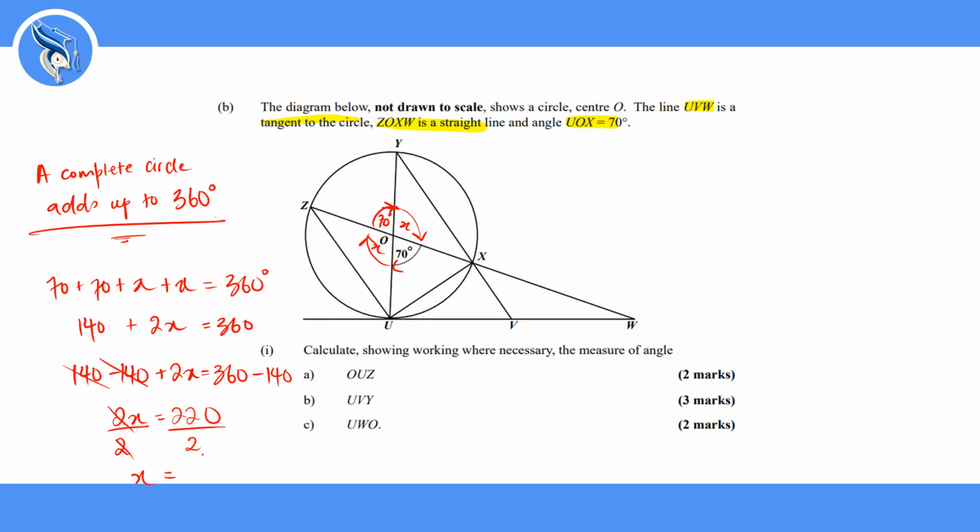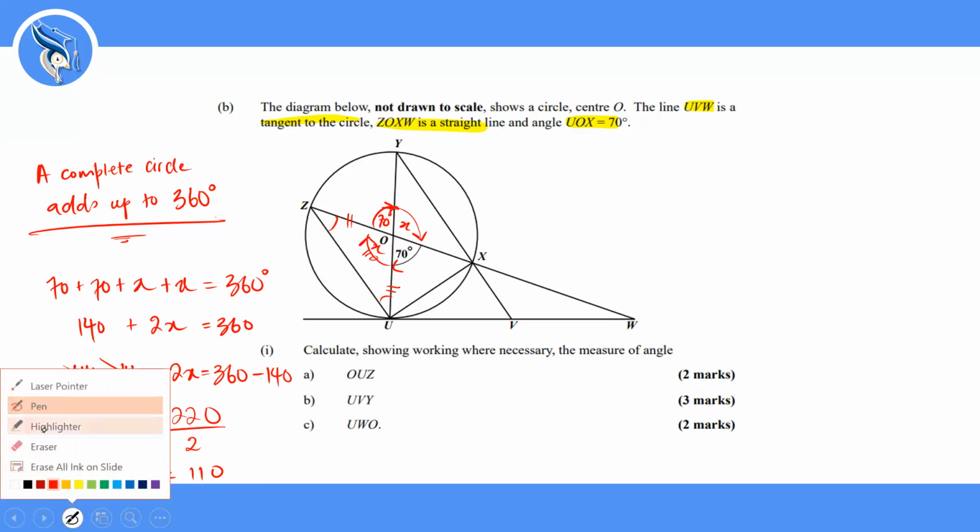So x is equal to 110 degrees. So that means that right here we have 110. This is an isosceles triangle. And remember, we're working for this right here. So if that is the case, how do we know that it's an isosceles triangle?